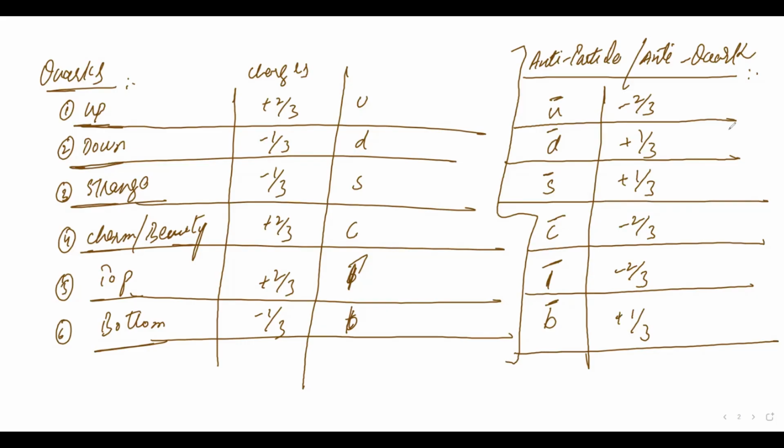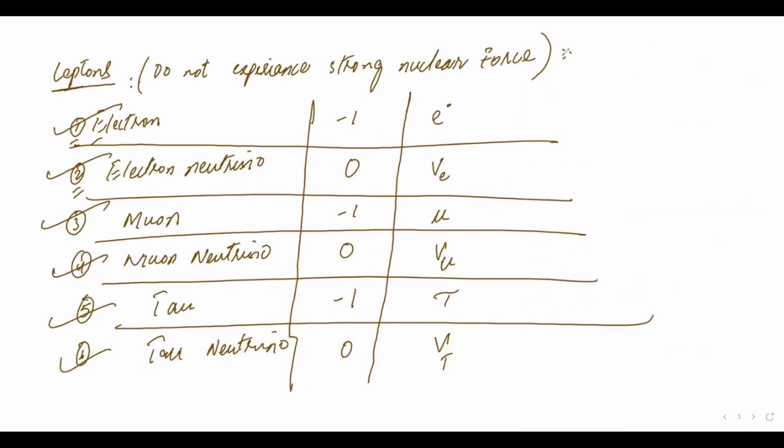So antiparticles means they've got the same masses, but they've got the opposite charges. And whenever they combine, they'll create photons. And the creation of photons is basically the annihilation of the particles. Got it? In a similar fashion, the leptons also have antiparticles.